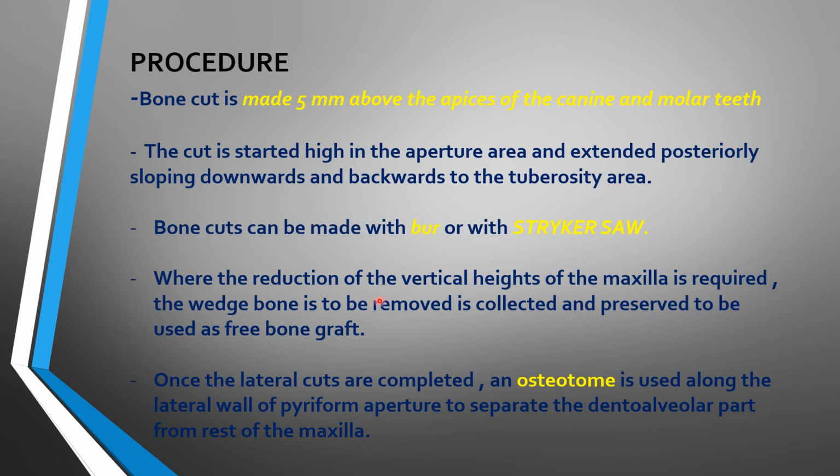So in cases where the vertical height of the maxilla needs to be reduced, the bone which we have cut can be collected and preserved so that we can use it as a bone graft later. Once the lateral cuts are completed, an osteotome is used along the lateral wall of the pyriform aperture to separate the dentoalveolar part from the rest of the maxilla.